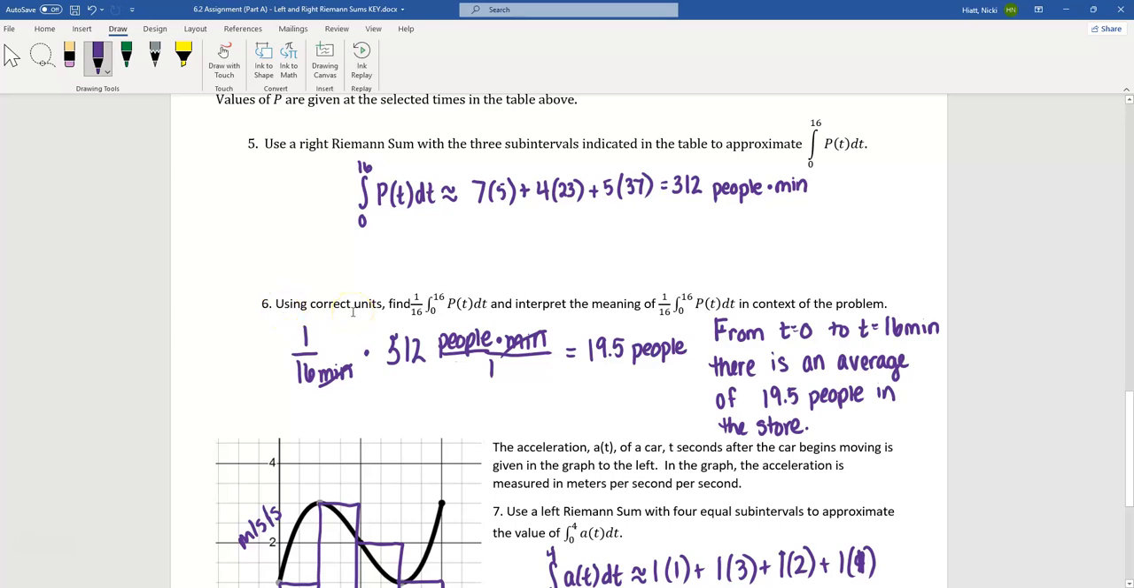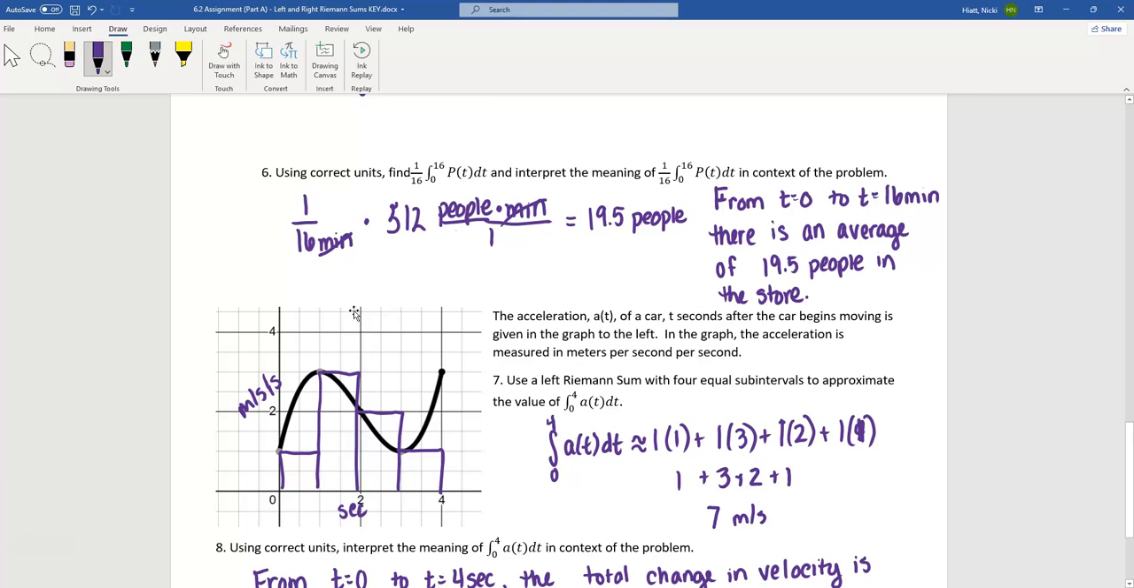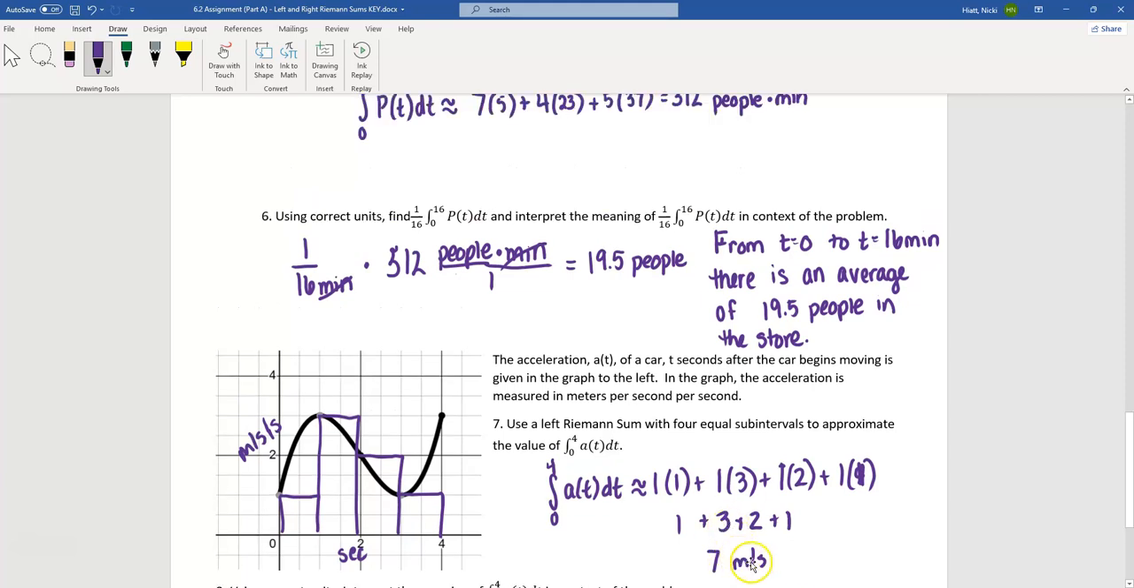Okay, there. All right, for 7, you should get 7 meters per second. It did not specifically ask for units here, but you're definitely going to have them on the second part. And I have drawn in my rectangles that I used here. Notice all of my rectangles, their left endpoint is on the graph.